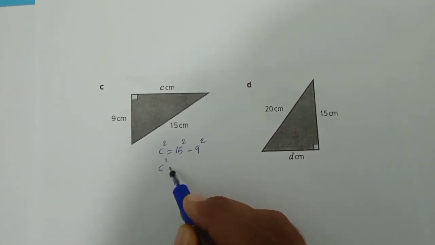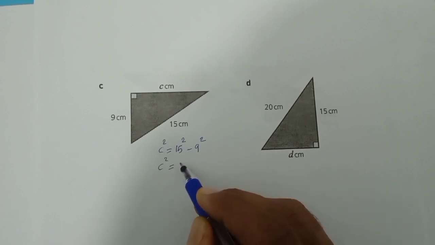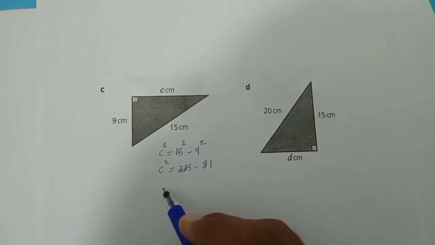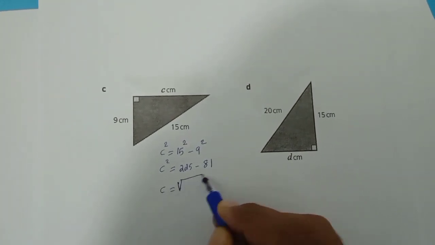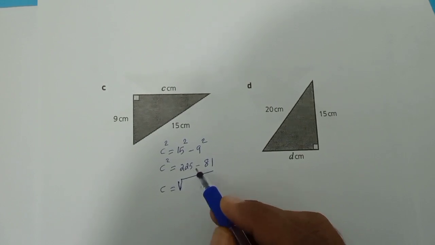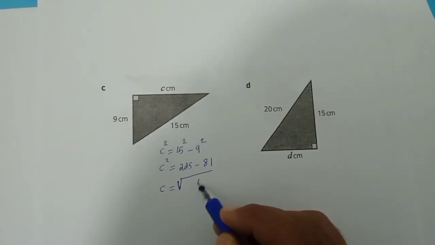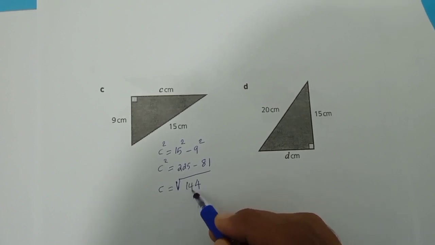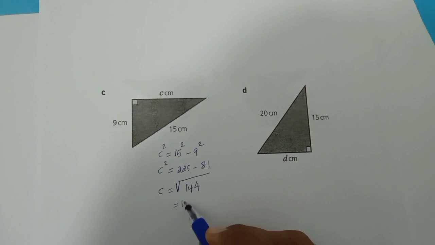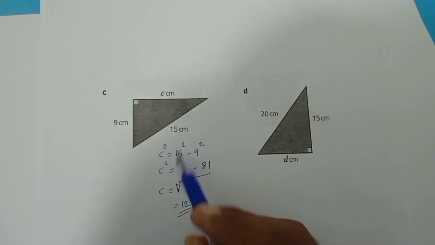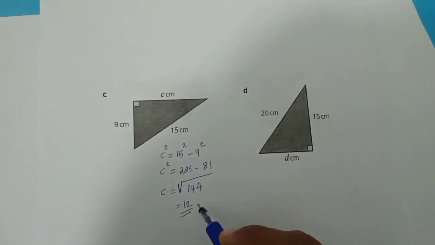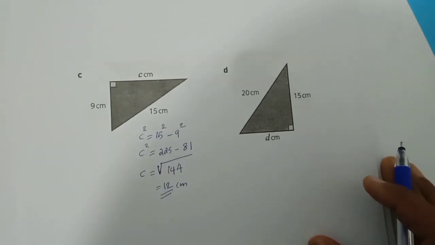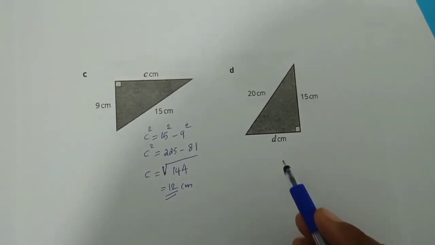So that is C square, that is 15 square 225, right, minus 81. So that is C is equal to root of 225 minus 81, that is 144. So that is equal to 12. So in centimeter, you can write C in centimeter. So this side is 12 centimeter. Okay, we can take the next one.